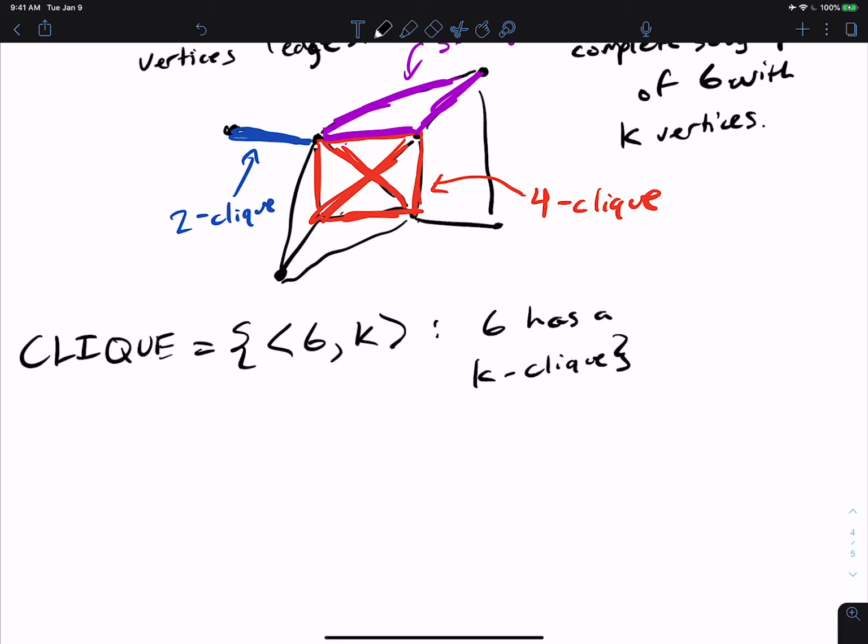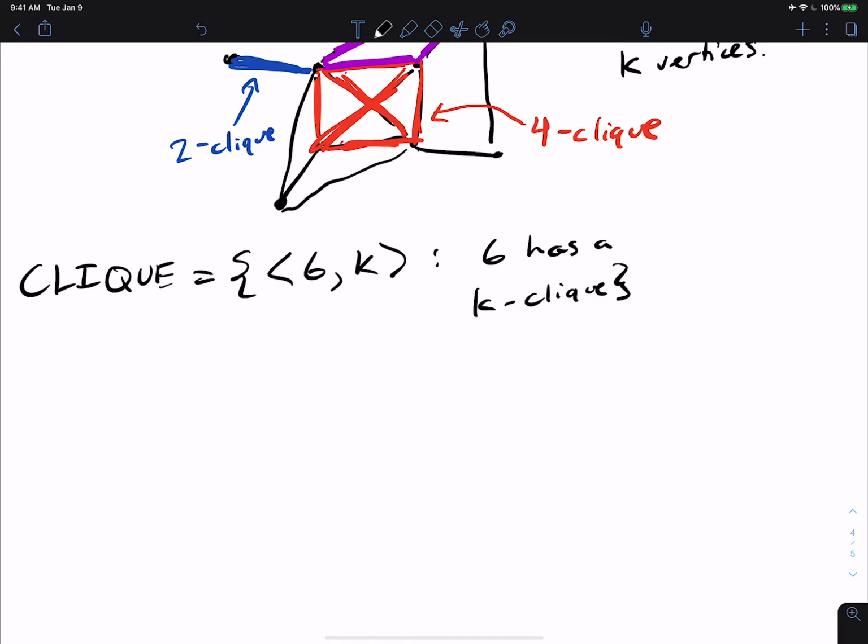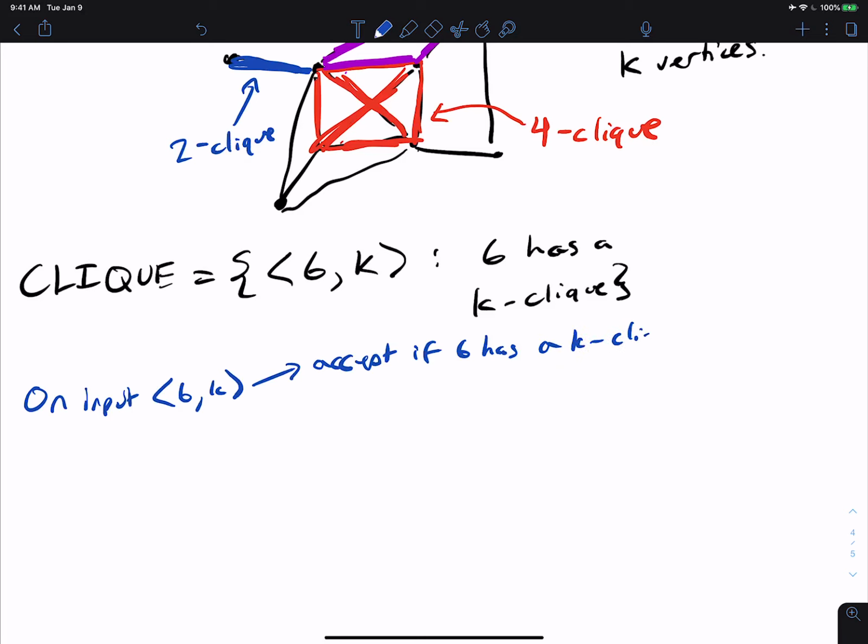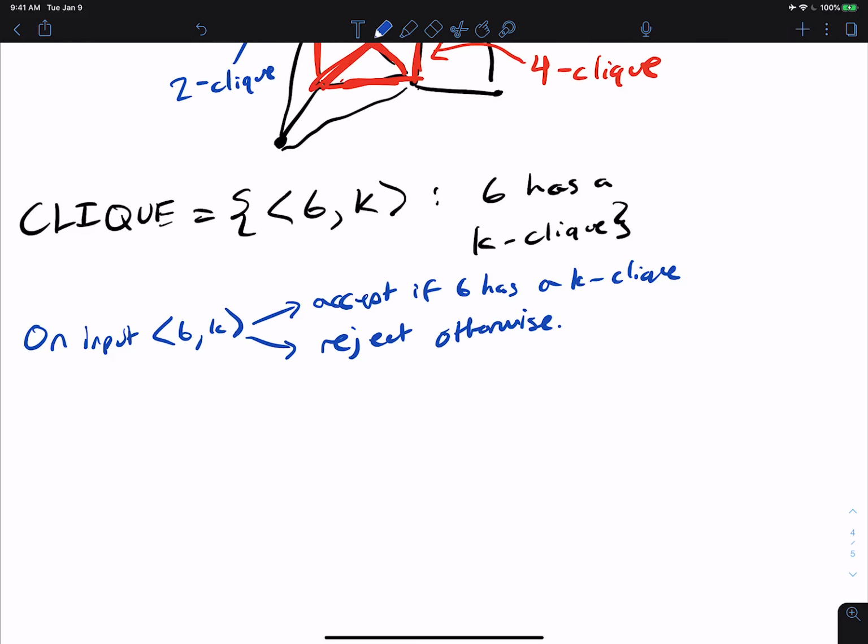So what we would want to do is, in some sense, find the largest k such that G has a k clique. So this is a decision problem in some sense. So on input G, k, what we would want for any algorithm is to accept if G has a k clique and reject otherwise.